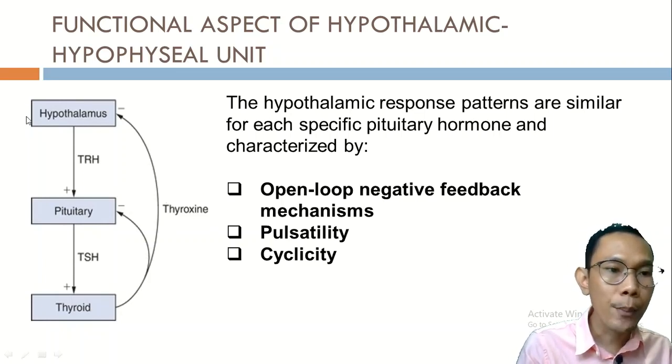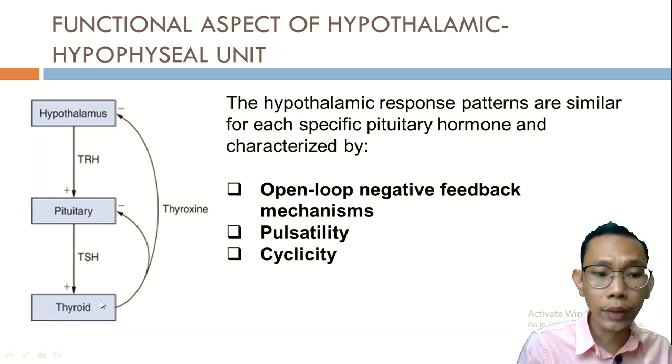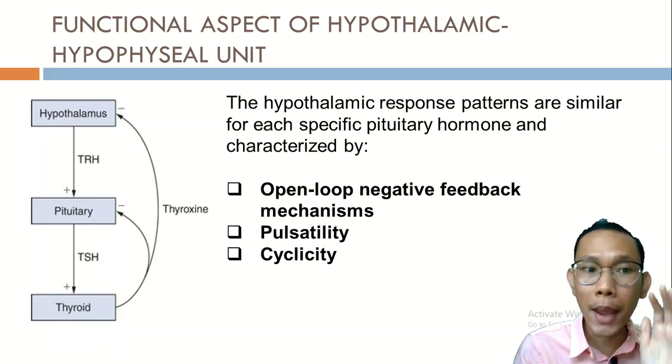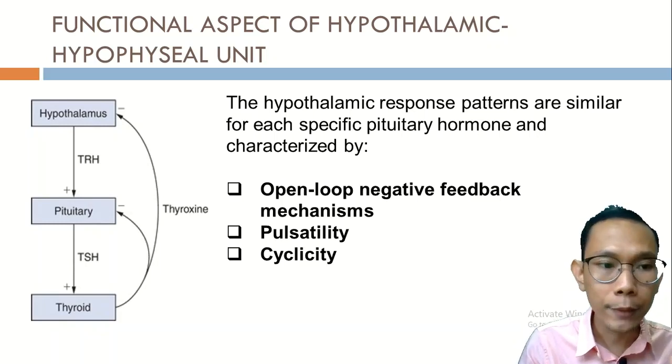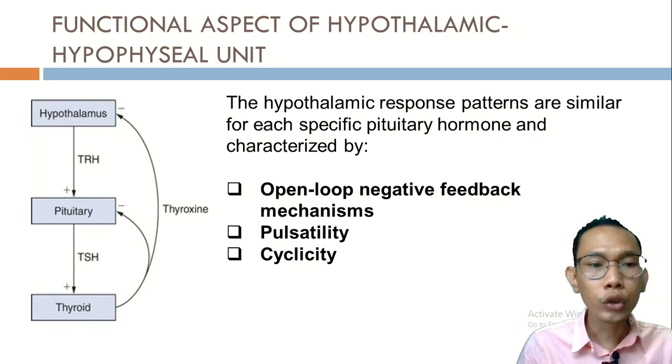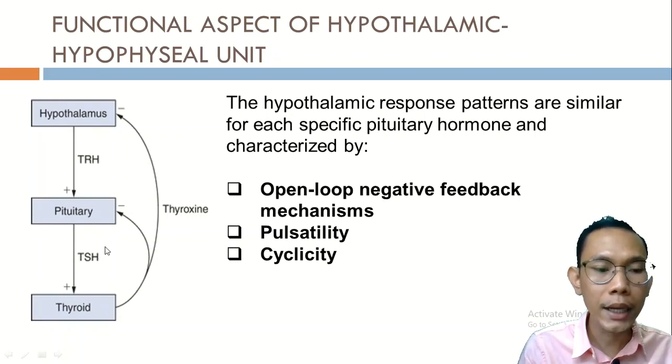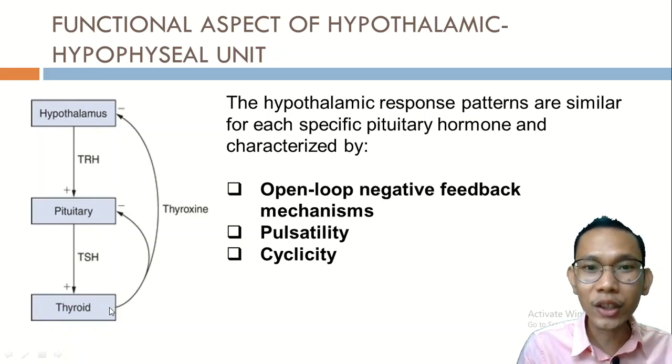So coming from your hypothalamus, because of your release of TRH, then stimulate your pituitary, then releasing your TSH, stimulating your thyroid to produce your T3 and T4. That's the normal mechanism of our body to produce your T3 and T4 using these three organs, your hypothalamus, pituitary, thyroid axis. That's the normal mechanism.